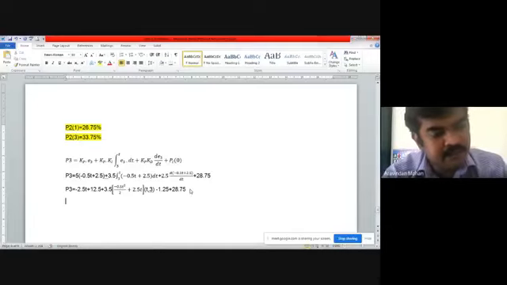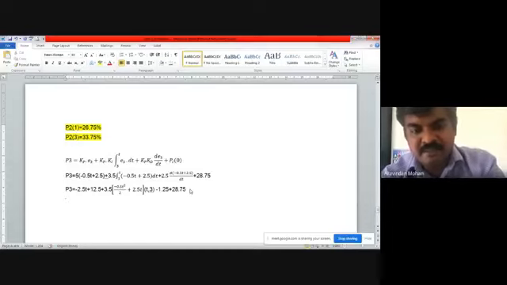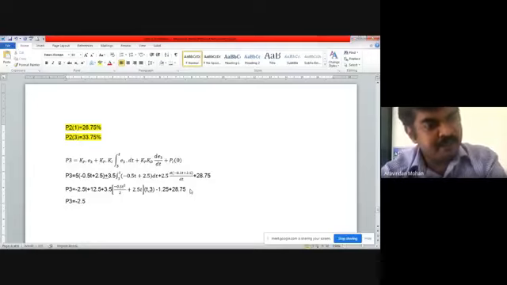So there are 3 or 4 steps. I'm just typing it, as we don't have much time. So P3 is equal to what we will get. P3 is equal to minus 2.5 t.